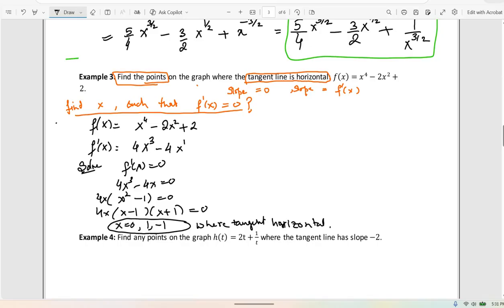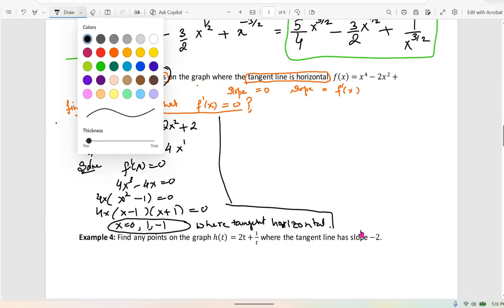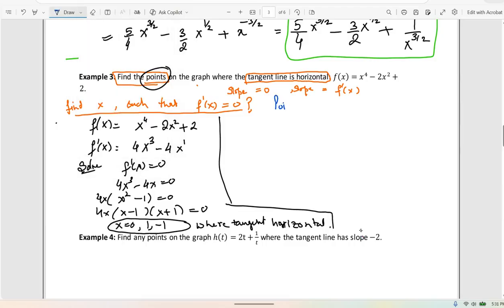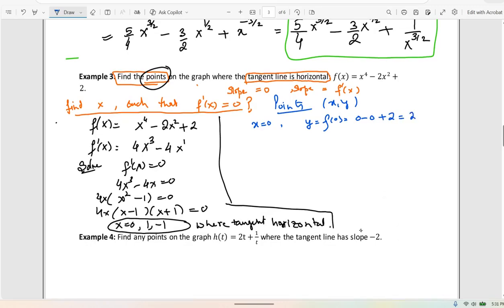Now, we need to find the points. The question was to find points. So for finding the points, we need xy coordinates, right? So we have x is equal to 0. For that, y would be f of 0. So 0 minus 0 plus 2, the answer would be 2. Therefore, the point is 0, 2.